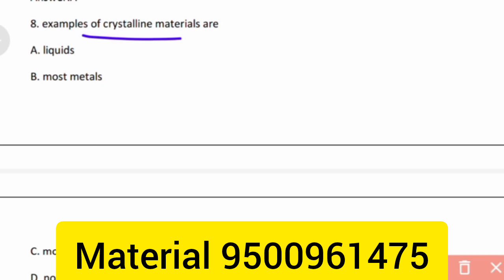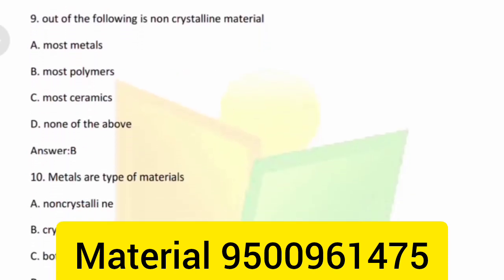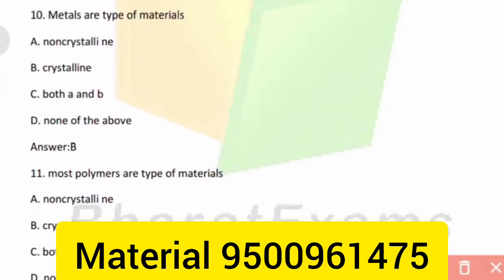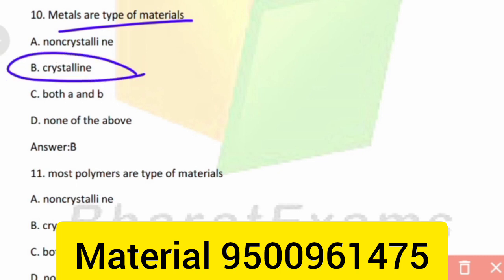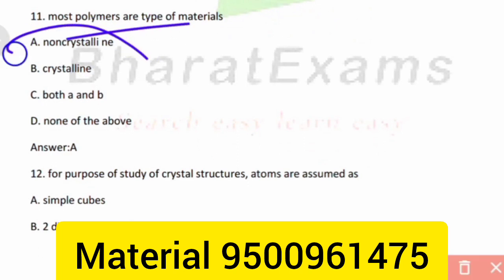Examples of crystalline materials are option B, most metals. Which of the following is a non-crystalline material? Most polymers. Metals are a type of crystalline material. Most polymers are a type of non-crystalline material.